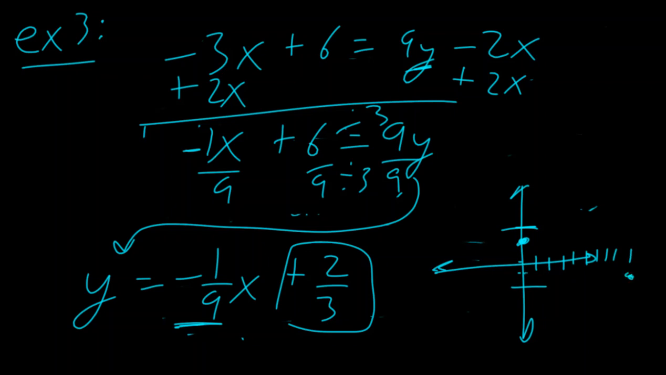Or we could do the exact reverse. We could go up 1 and to the left 9: 1, 2, 3, 4, 5, 6, 7, 8, 9. And of course now we can graph our line perfectly.